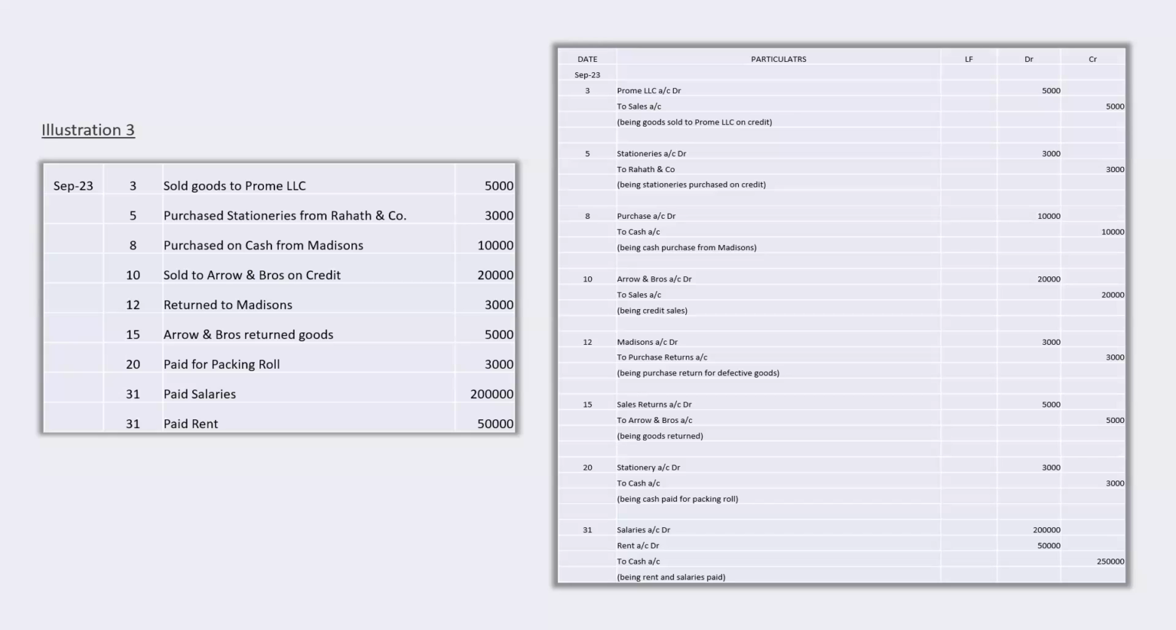What rule is applied here? Mostly the personal account rule applies, or sometimes the real account. The nominal account rule applies only when there are gains, brokerage, commission, these kinds of revenue generating entries. Only there do the nominal entry rules apply. Okay.